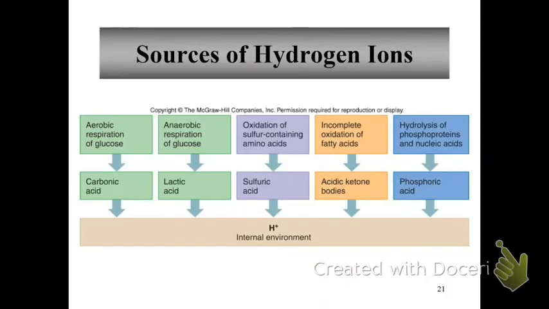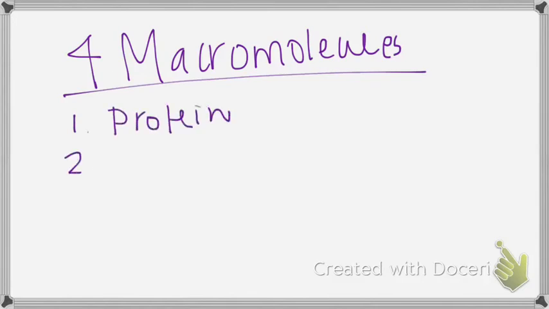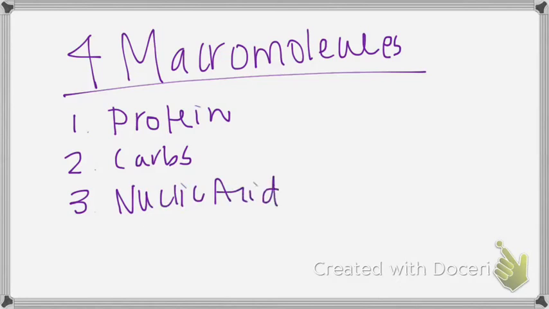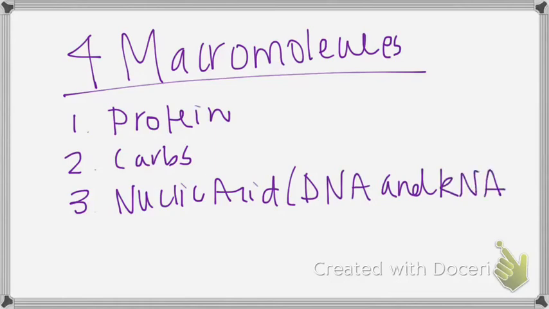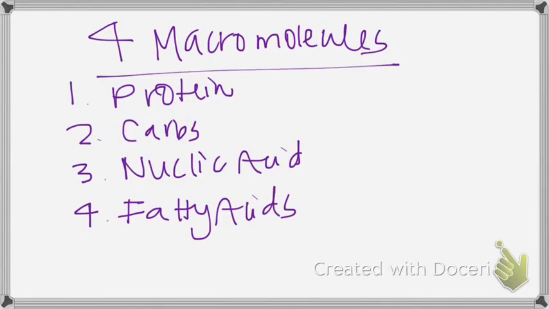An easy way to remember that is going to be to remember those 4 macromolecules. Protein, carbs, nucleic acid. So that's going to be your DNA and RNA. So nucleic acid was DNA and RNA, and then the 4th one was fatty acids.